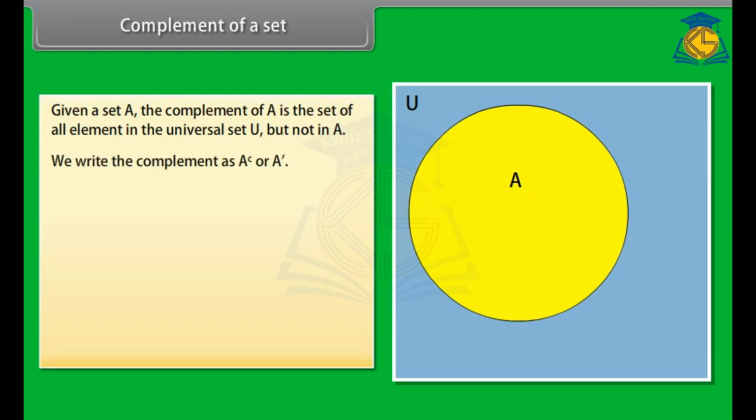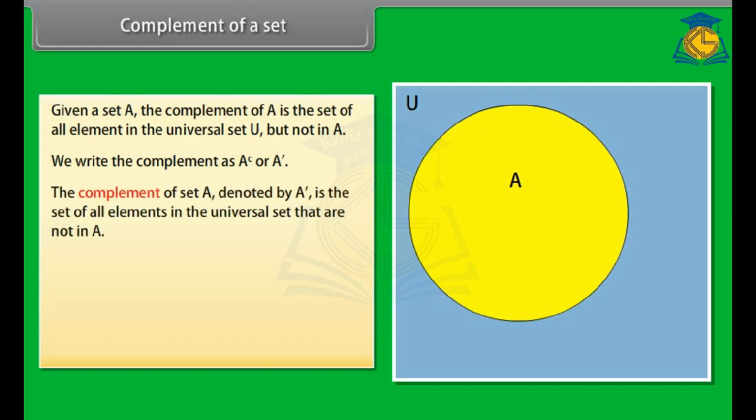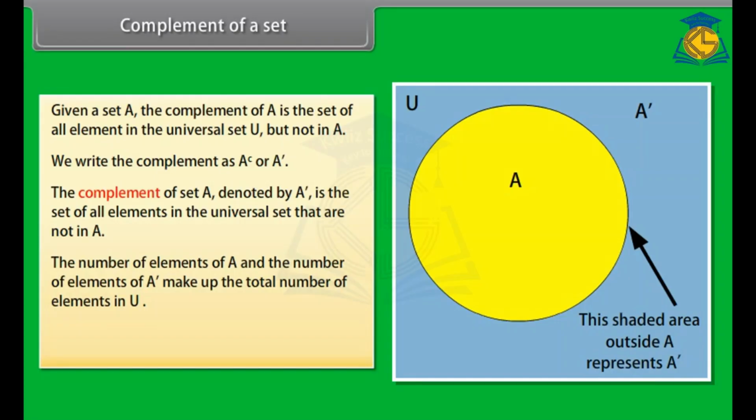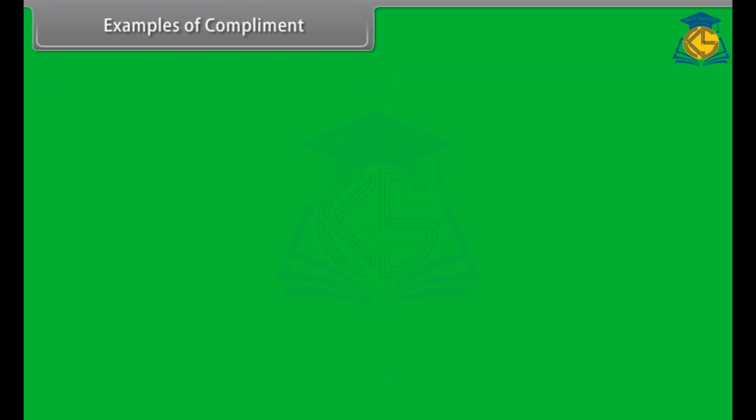We write the complement as A dash. In other words, the complement of set A, denoted by A dash, is the set of all elements in the universal set that are not in A. The shaded area outside A represents A dash. The number of elements of A and the number of elements of A dash make up the total number of elements in U. That means n(A) plus n(A dash) is equal to n(U).